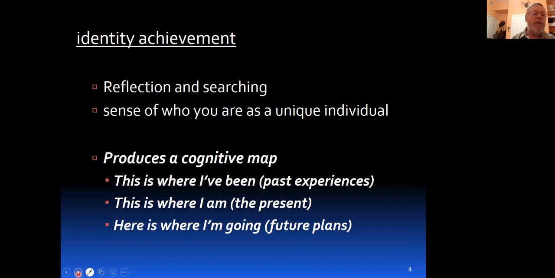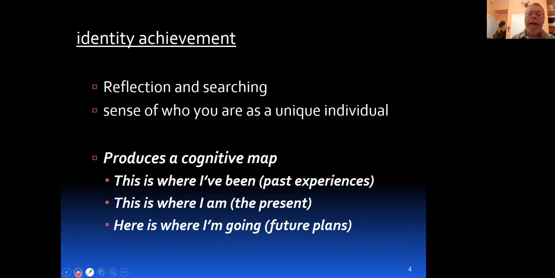So there are a number of identity statuses then that can exemplify where a person is on this journey. Identity achievement occurs when, through reflection and searching, the person finally has come to a firm sense of who they are as a unique individual and all of those things, roles, beliefs, aspirations, and so forth, are pretty solid for them. Now, this identity achievement status then produces a cognitive map for that person.